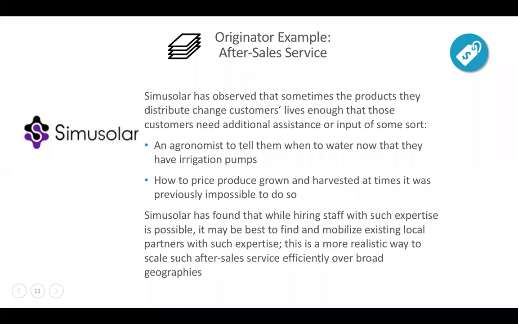An example of after-sales service is SimuSolar. So SimuSolar has observed that sometimes the product they distribute changes customers' lives enough that those customers need additional assistance or input of some sort. So for example, they have an agronomist to tell customers when to water now that they have an irrigation pump.